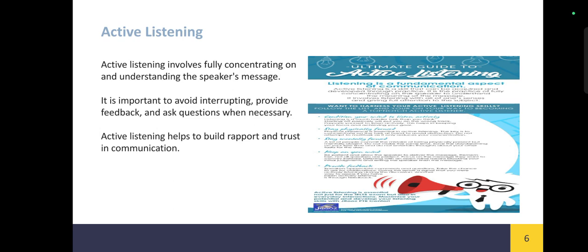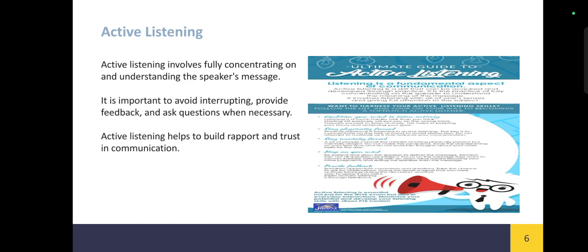An important slide. Active listening. Active listening involves fully concentrating on and understanding the speaker's message. It is important to avoid interrupting, provide feedback, and ask questions when necessary. Active listening helps to build a rapport and trust in communication.